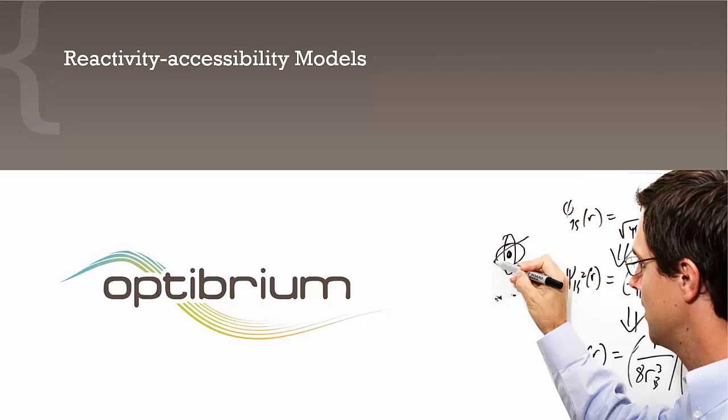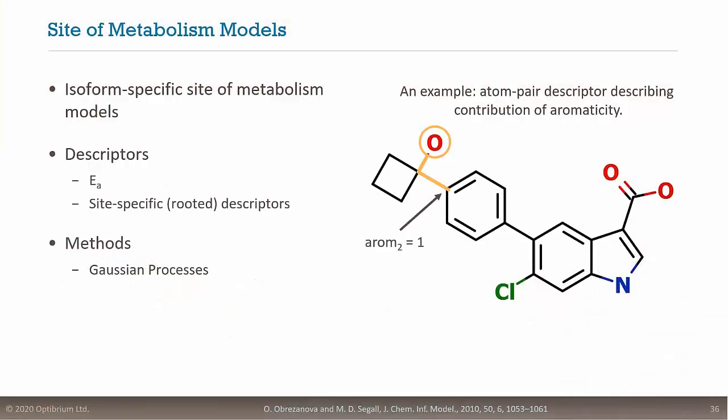And I should say that all of the activation energies in those models are now calculated with AM1. And just as a reminder, what we're trying to achieve here are isoform-specific site of metabolism models where we combine activation energy, which came from the AM1 calculations, with site-specific or rooted descriptors. And just as a reminder, this is a common UGT substrate. We have 3 potential sites of metabolism here, and obviously we're going to calculate the activation energy for all of those 3 sites, but also we're going to use site-specific descriptors, and a very simple example here is aromaticity 2. So how many aromatic carbons are there 2 bond lengths away from the site of metabolism?